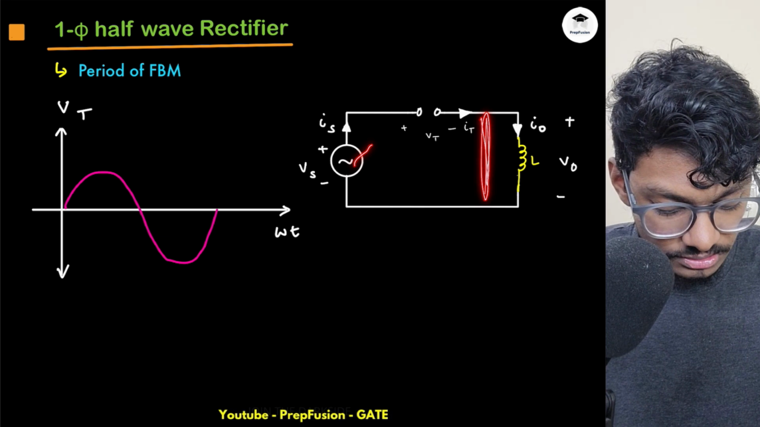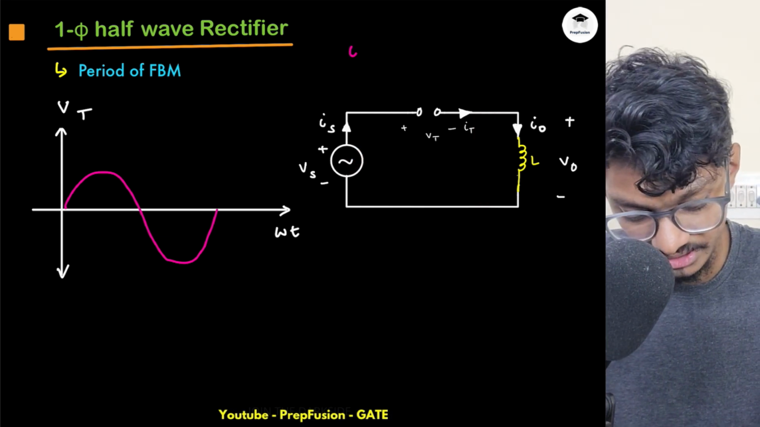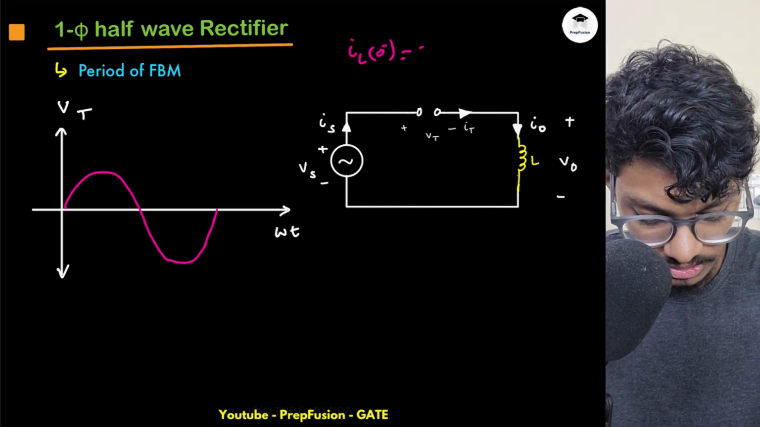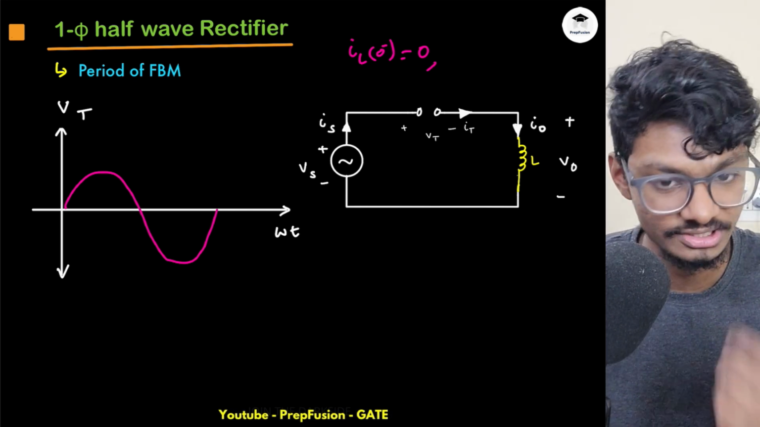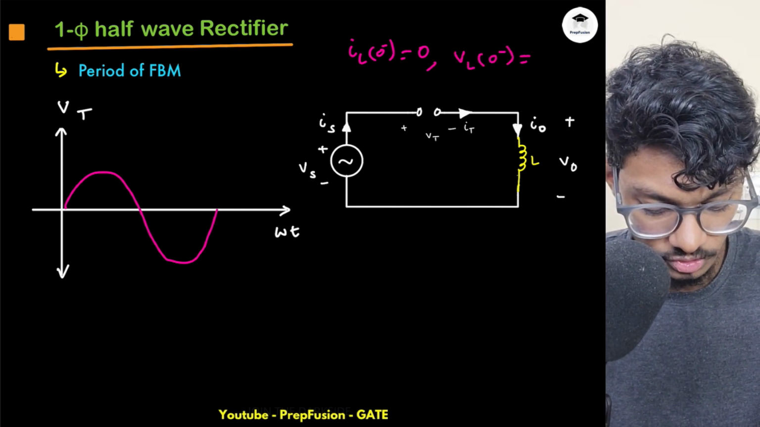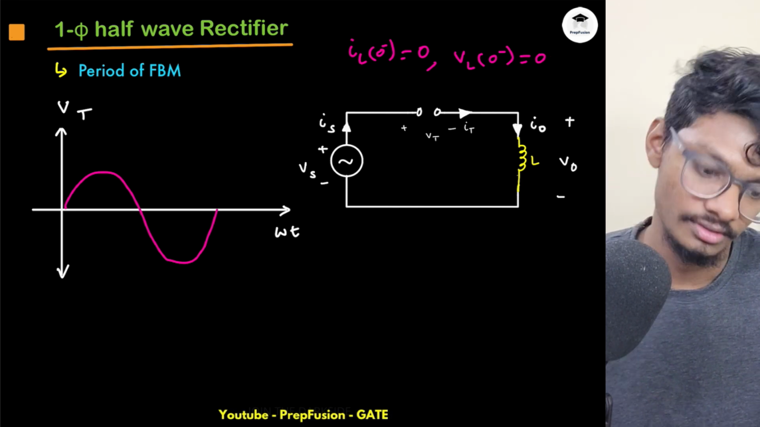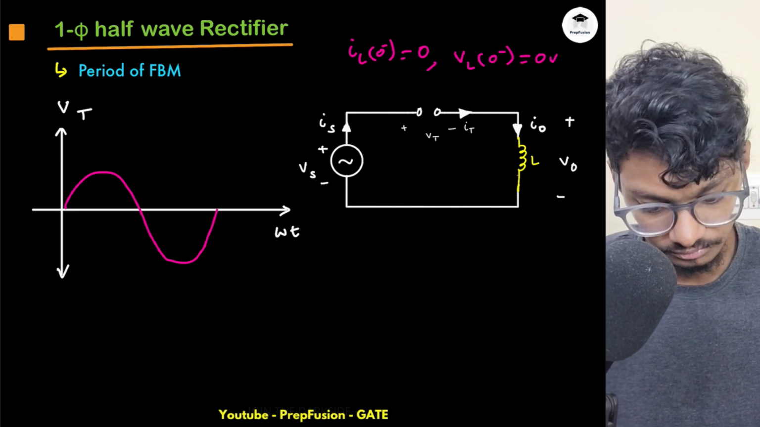Why? Because this end potential is 0 for the same obvious reason: IL of 0 minus is 0, and VL of 0 minus will also be 0 because it is not changing. So VL of 0 minus will also be 0 volts.